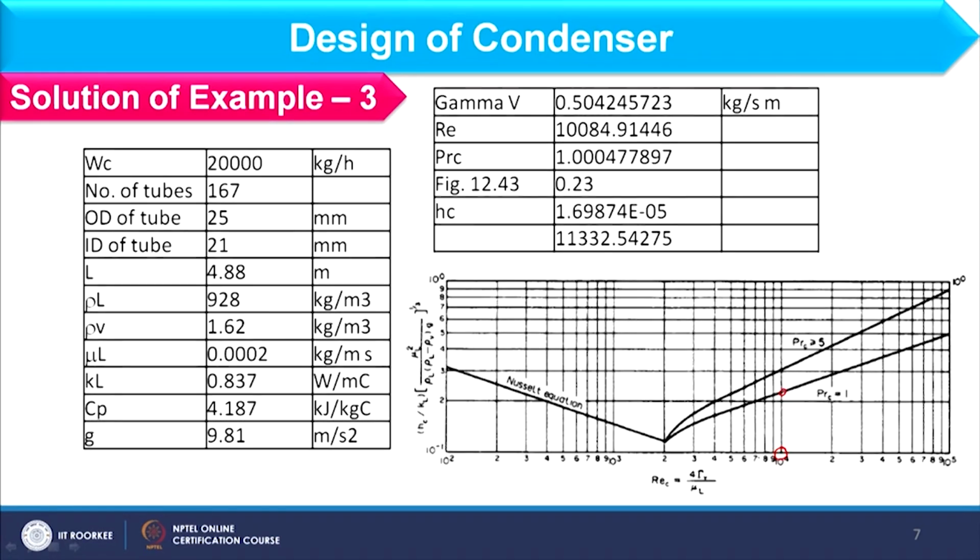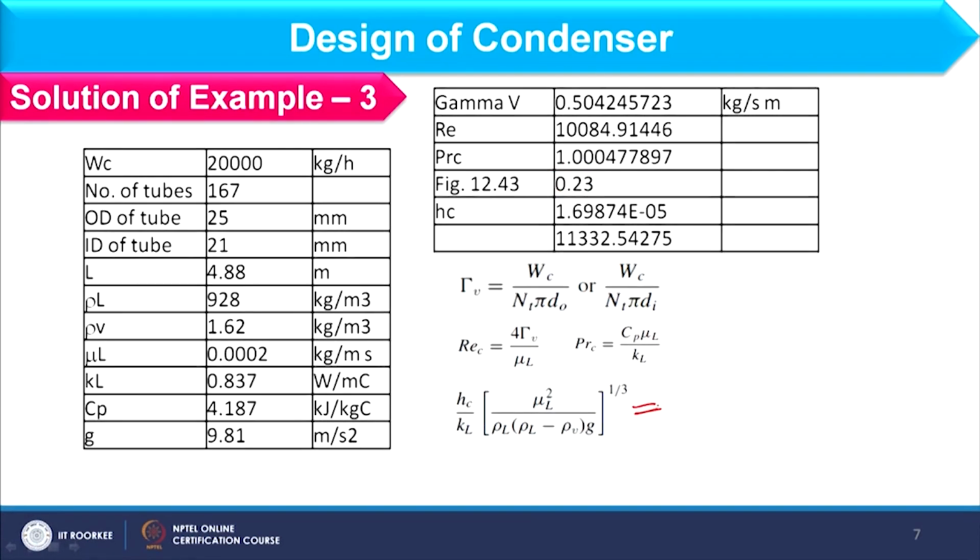Prandtl number is given as 1. So, you can find value of this factor somewhere here. So, the value should come as 0.23. Okay. Now, this value we have seen from the graph which is coming out as 0.23. After solving this, you can find out HC value from this, and which should come out as 11332.54, right. So, in this way we can find out heat transfer coefficient in tube side considering graphical approach.